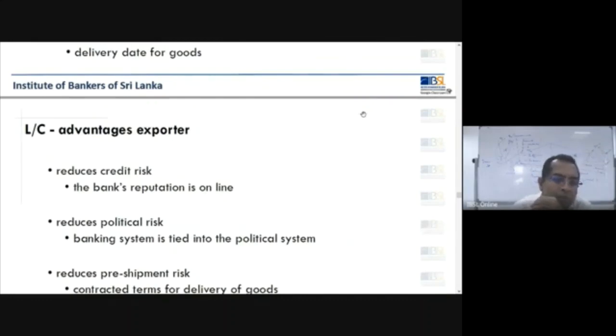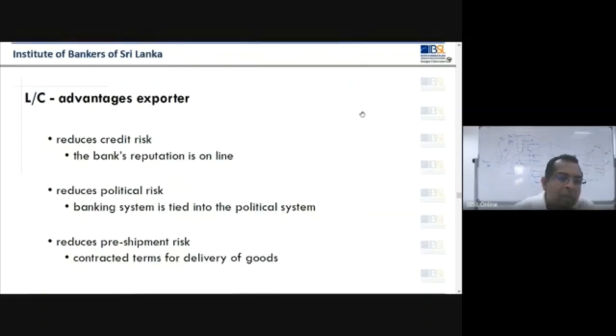Advantages to exporters: reduce the credit risk. Will I get my money? That risk we will avoid since the bank is issuing. Then the political risk. Bank is embedded in the political system of a country. Reduce the pre-shipment risk. We have a contract term. When the LC is received, exporter will know, if I send these goods and these documents, I am sure to get my money, right? We have a contract.